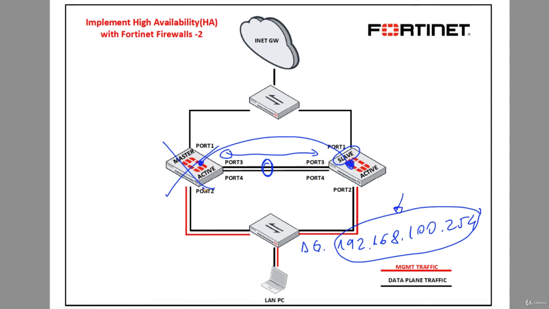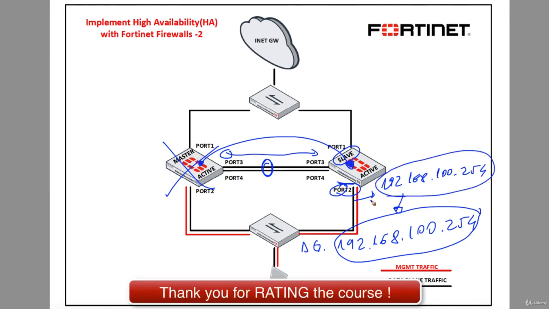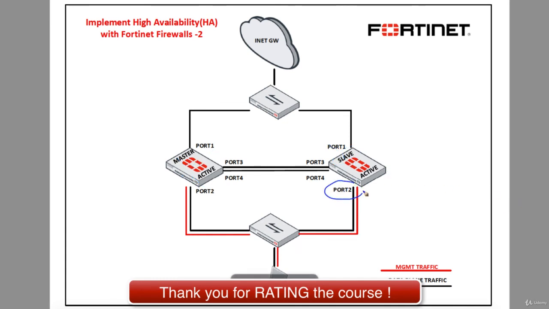So again, when the master fails, the configuration is synchronized on the slave, and basically all of the configuration on the master will be the same on the slave, meaning that port 2 will also respond to 192.168.100.254. So it will be totally the same thing. So that's why we only need to configure IP addressing on port 2 that we're using for management as well. Everything is working now. Lecture is done, so thank you and see you in the upcoming lecture.